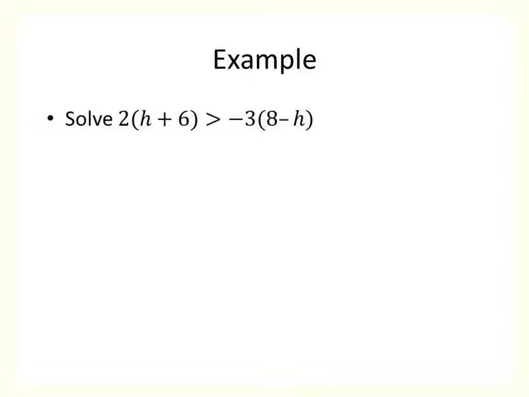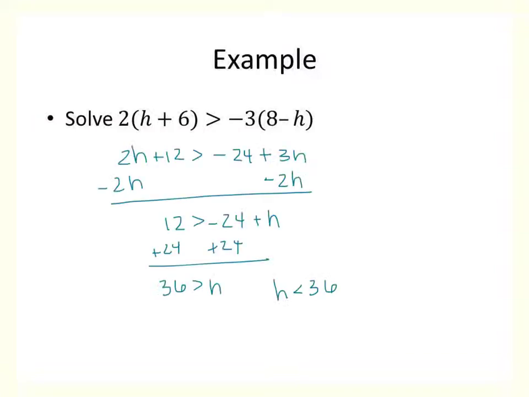Okay, one more time, why don't you pause the video and make sure that you can solve these. Okay, I got h is less than 36. After distributing, I moved my h's to be on the same side, and do notice you're distributing a -3 there, so watch your signs. Move the h's to be on the same side, the constants to be on the other side, and that's what I got to.